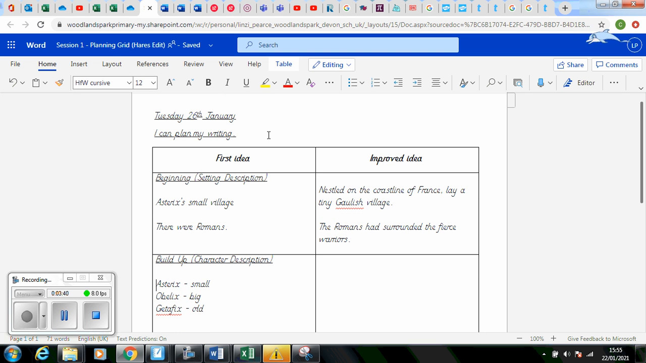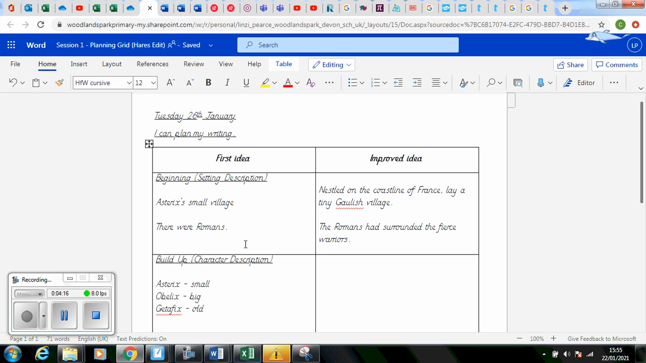So once you have jotted down your first ideas with your story mountain to help you, I want you to improve your ideas, please, all the way down this column. So, though originally I said that Asterix's small village was where this is taking place, I've improved on that idea. And I've said, nestled on the coastline of France lay a tiny Gaulish village. Okay, it gives us more information. It paints a better picture in the reader's mind.